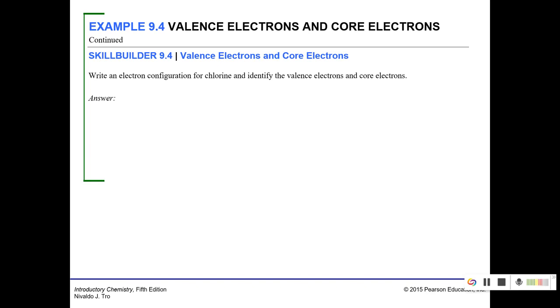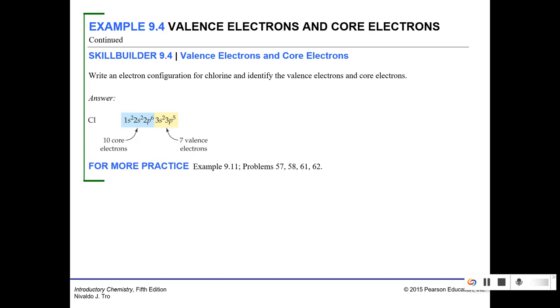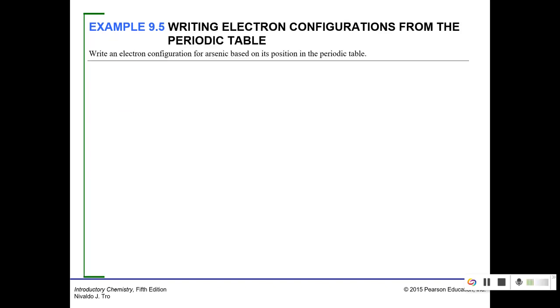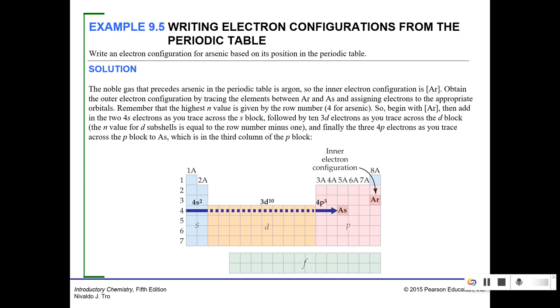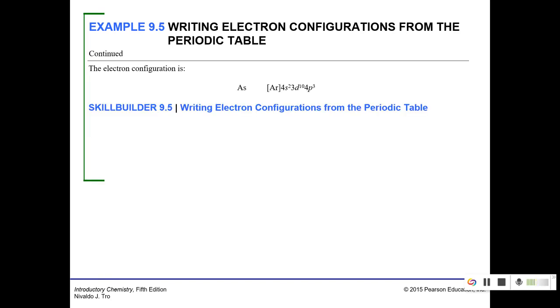All right, chlorine. I'm just going to go with the 7A. Chlorine has 7 valence electrons and 10 core electrons. There they are. You can see them. All right, arsenic. Write the electron configuration for arsenic. Arsenic is As. That is 4p3. Make sure you fill in 3d.